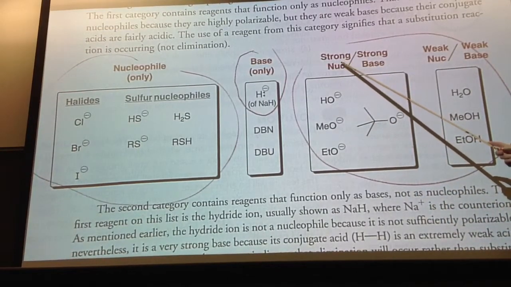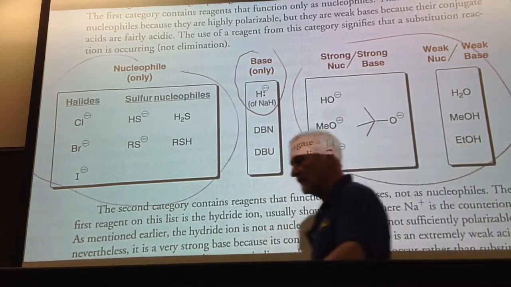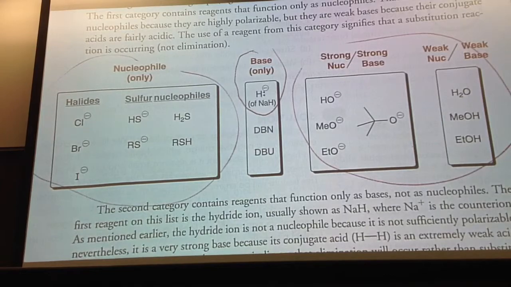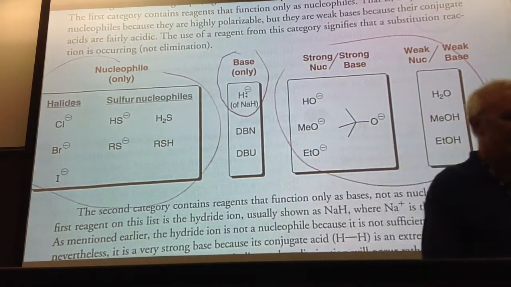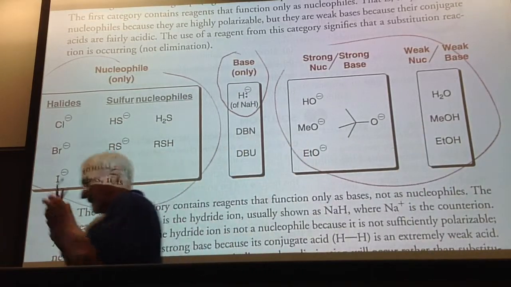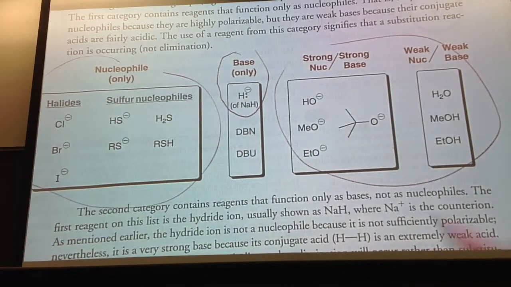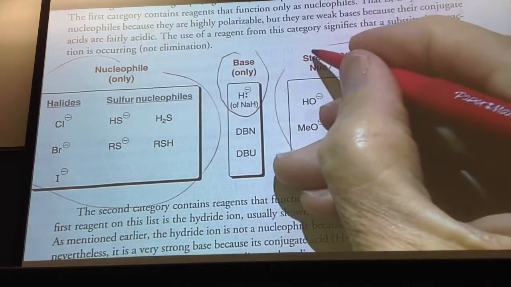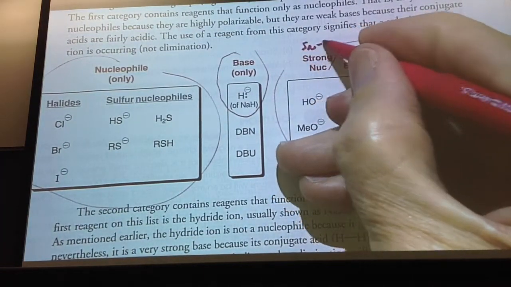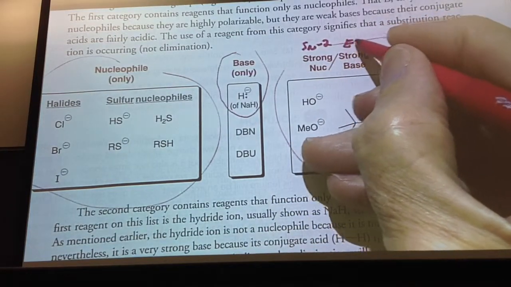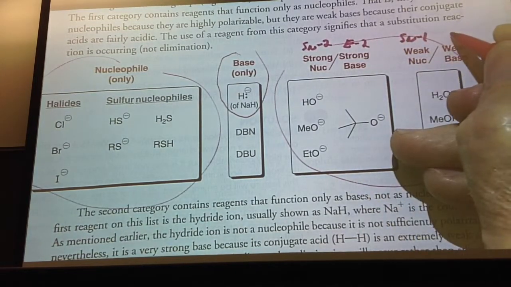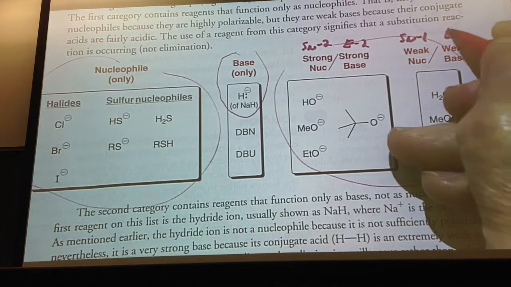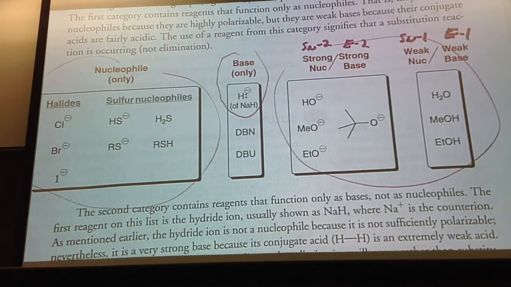Okay? And this tends to go by the SN2 and E2 mechanism. Just like before, when we talked about SN1 and SN2, strong nucleophiles tend to go by the SN2 mechanism. So strong nucleophile means SN2 mechanism operating, strong base, E2 mechanism. If it's a weak nucleophile, then it's the SN1 mechanism operating, and the weak base, E1. So kind of trying to keep that in mind.